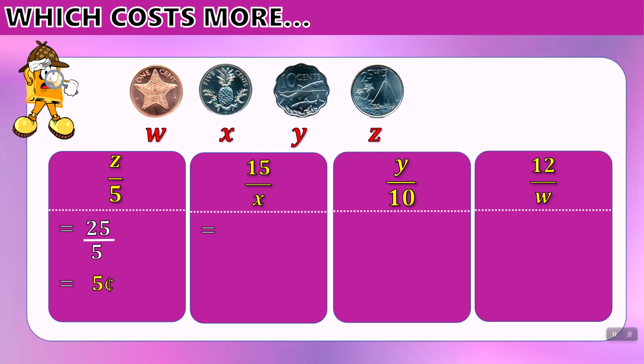The next one, 15 divided by X, we replace the X with 5. That gives us 15 divided by 5 is 3 cents. The third one, Y divided by 10. Y is 10, and so 10 divided by 10 gives us 1. And the last one, 12 over W, means 12 divided by, W is 1. 12 divided by 1 gives us 12. And we see that the last one is valued at 12 cents, which is the most.